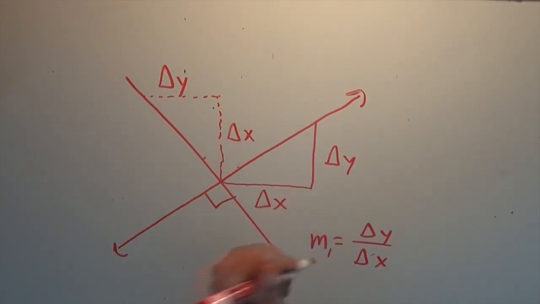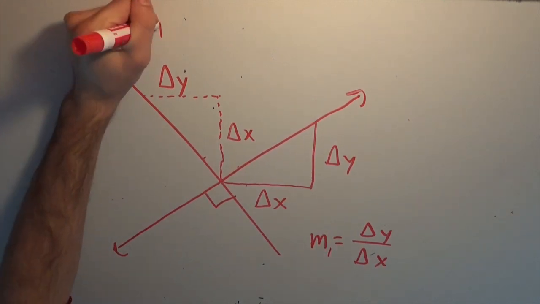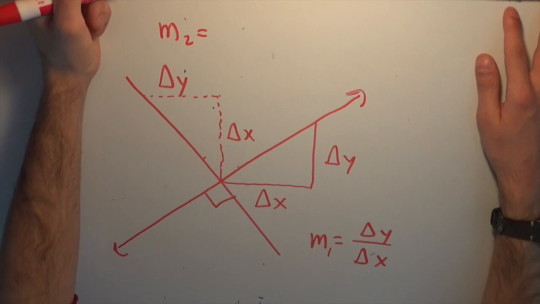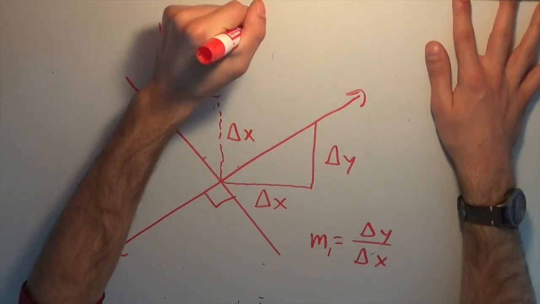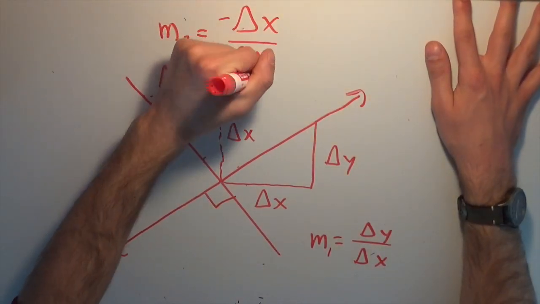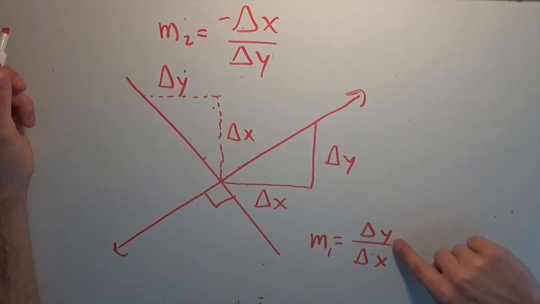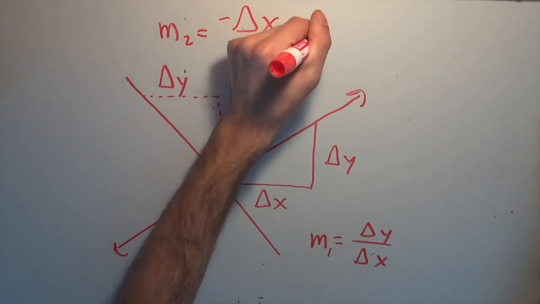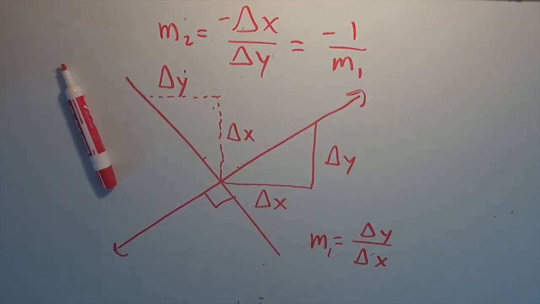We'll call this one m1, the original slope, and we'll call this one m2. It has to be the change in y divided by the change in x, which in this case is negative delta x divided by delta y. But of course this is the negative reciprocal of this. It's the reciprocal, and it's multiplied by negative 1. So m2 is negative 1 over m1. And that's the basic idea of what we want to generalize today.